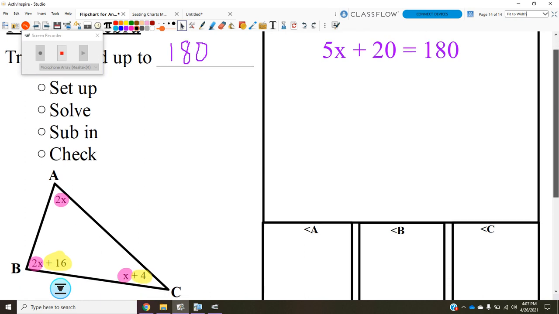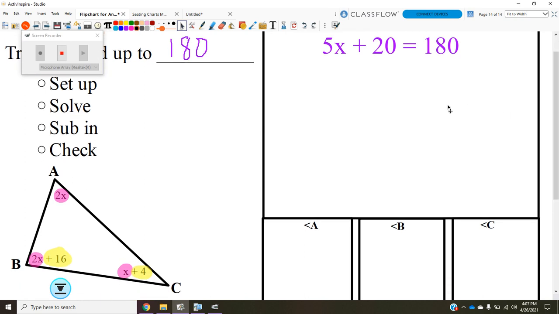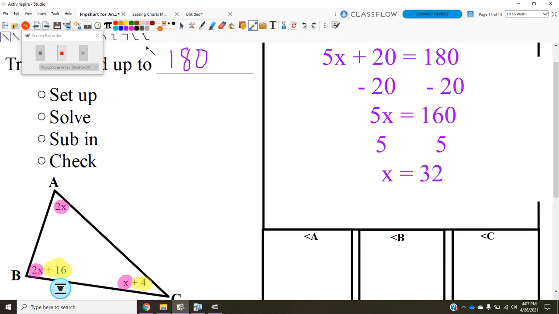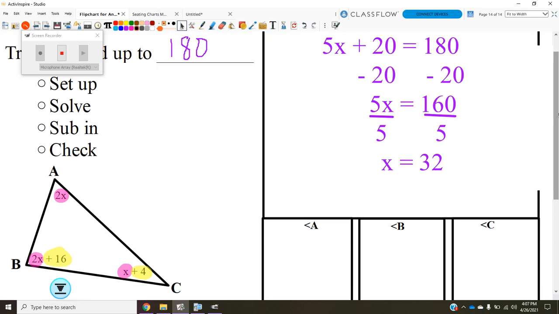It's equal to 180 because, again, triangles add up to 180. So I combined all the like terms to get 5x plus 20 equals 180. I'm going to subtract 20 both sides. 5x equals 160. I will divide both sides by 5. And x equals 32.